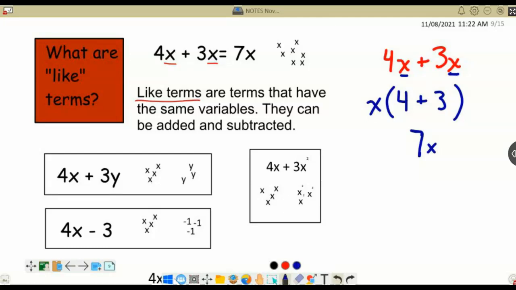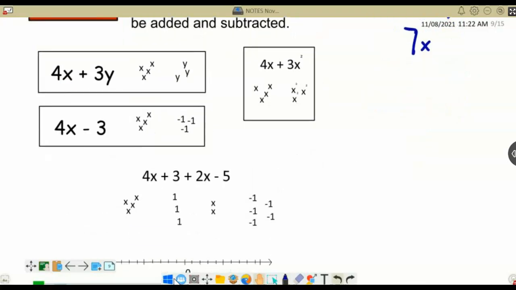So like terms, you're looking for the variable, that's it. Does it have the same exact variable? Then you can add them together and you can subtract them together. So here are examples of non-like terms. These are non-examples. So we cannot add these together.